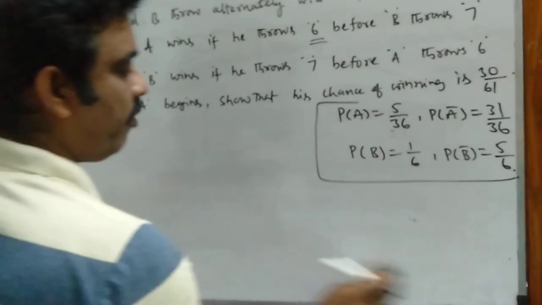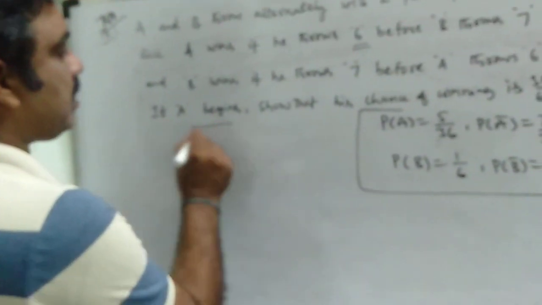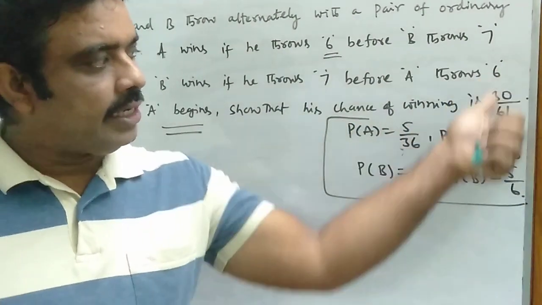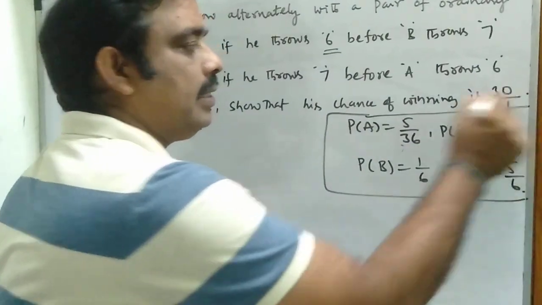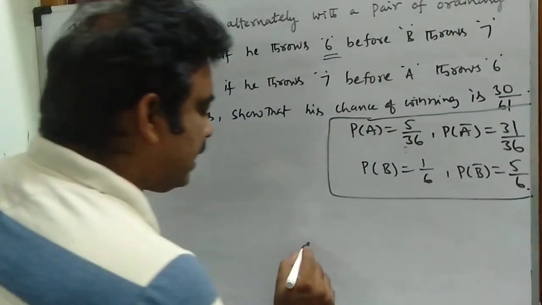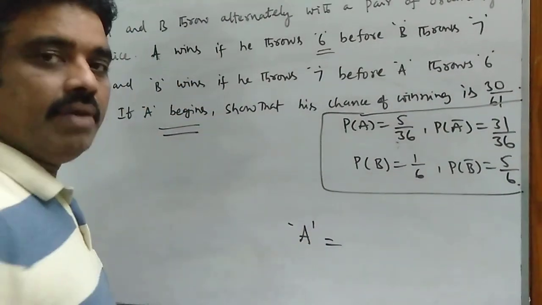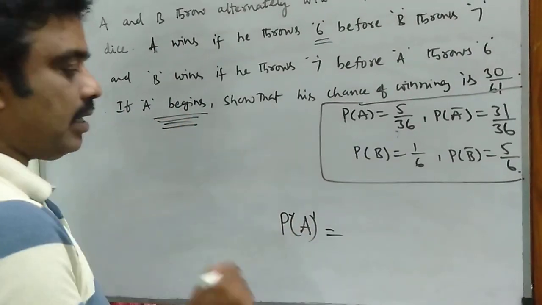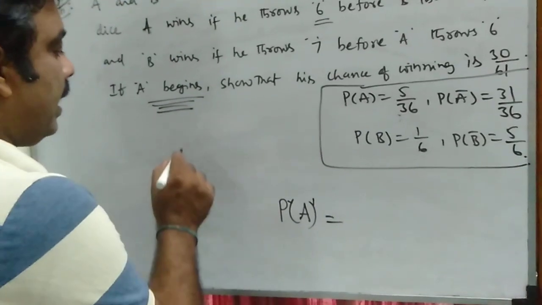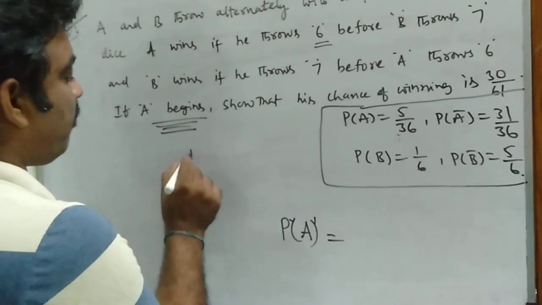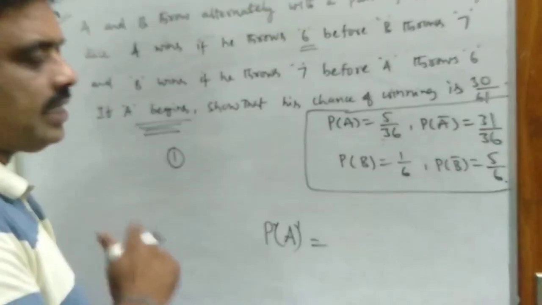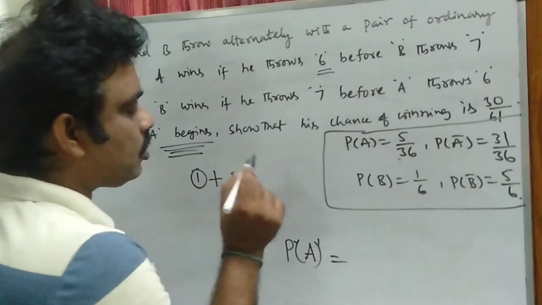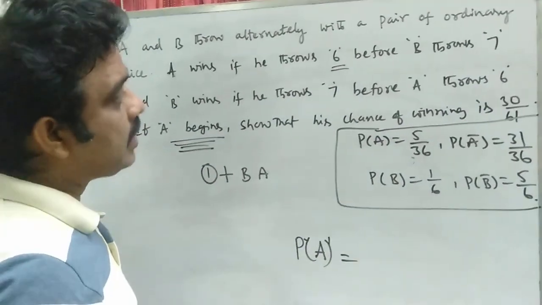Now we have to find, if A begins the game, if A starts the game, the chance of winning of A, and you have to show that it is 30 by 61, right? Now if you want the chance that A wins the game, given that A starts the game, he has to get the value of 6 in the first throw itself. He must get 6 in the first throw, otherwise the second turn goes to B. Then A has to throw 6.